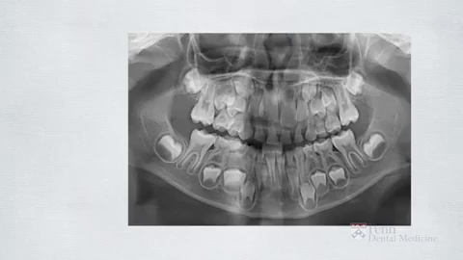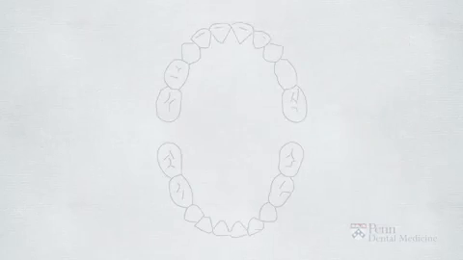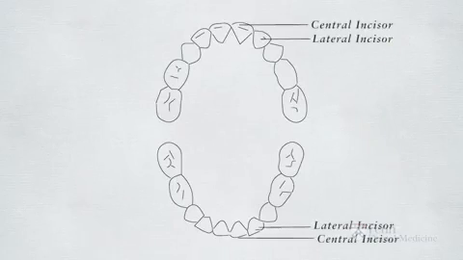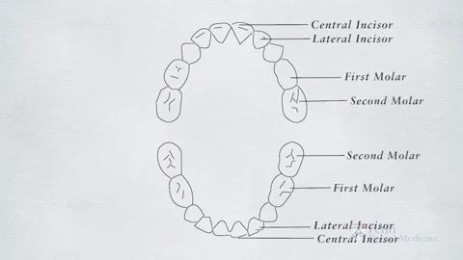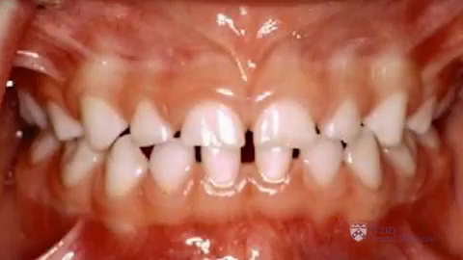Among primary teeth, there are 20 of them, 10 in the upper jaw, known as the maxilla, and 10 in the lower jaw, known as the mandible, a total of 20 teeth. In primary teeth, there are two types of incisors. These are the front teeth, centrals and laterals, and two types of molars. These are the back teeth, first and second. All primary teeth are normally later replaced with their permanent counterparts.